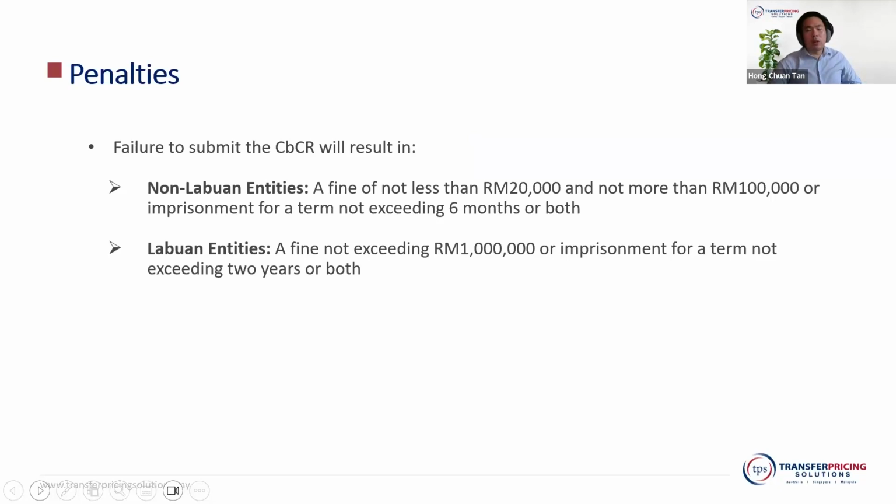And again, with TP and CBCR, the penalties are equally hefty, but not as hefty as other jurisdictions. For non-Labuan entities, you still have the 20,000 to 100,000 penalties, which is, I think, still okay-ish, but still hefty. For Labuan, it is very hefty: 1 million ringgit and imprisonment not exceeding 2 years. So for those that have Labuan entities and Labuan activities, please bear in mind that your penalties are much more hefty. And I guess the objective is to make sure that Labuan entities are not being exploited to sit within the Labuan jurisdiction, the Labuan zone, to take advantage of the tax, but not, substance-wise, contribute back to the Malaysian government.